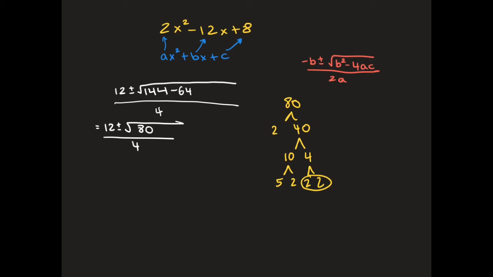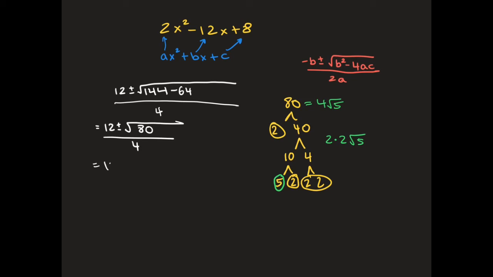2 and 2 pair together. And then we have a 2 here and a 2 there. And all we have left is a single 5. This means that we have 2 pairs of 2, so 2 times 2, square root 5. So that means the square root of 80 equals 2 times 2, which is 4, square root 5. Now let's write that into our equation.